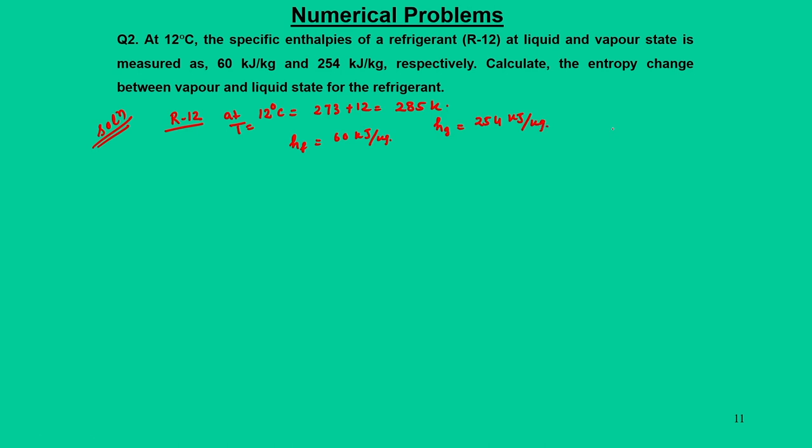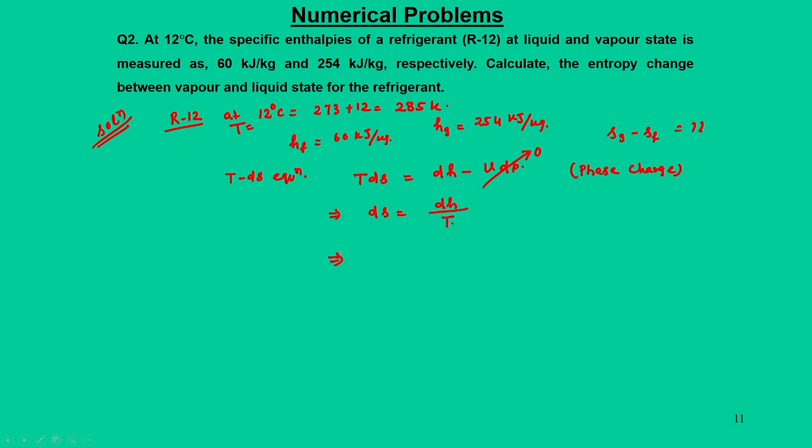And we are required to find the entropy change, that is SG minus SF. Now, to find this, you have to recall the equations that were derived from the thermodynamic property relations. One such equation is the TdS equation, which says TdS is equal to dH minus V dP. Now, this is a phase change process, so dP can be considered as 0, there is no change in pressure, and it is a constant temperature process. So, this gives dS is equal to dH divided by T.